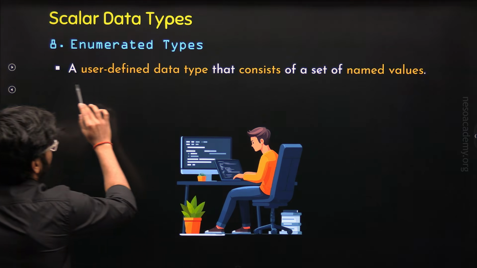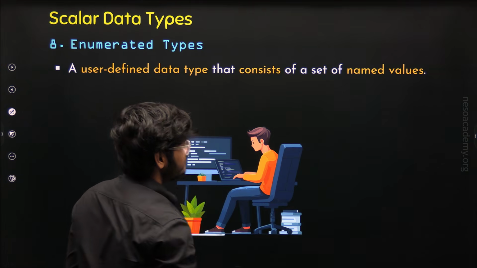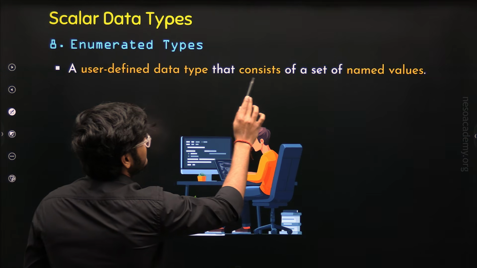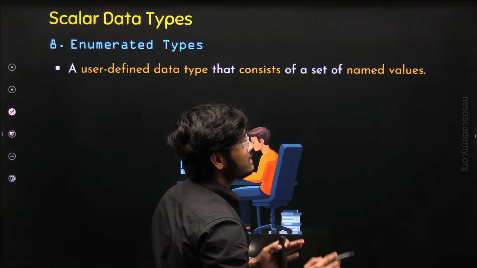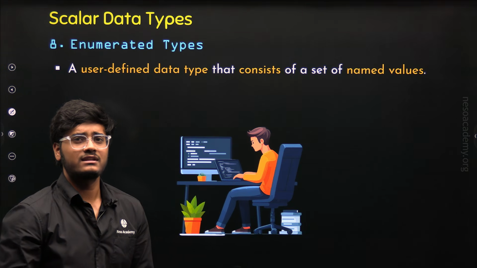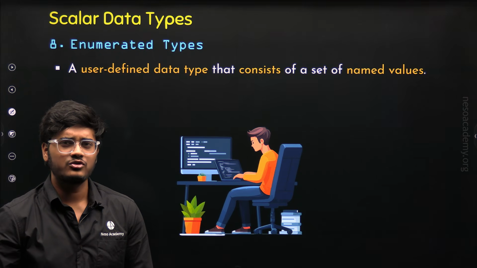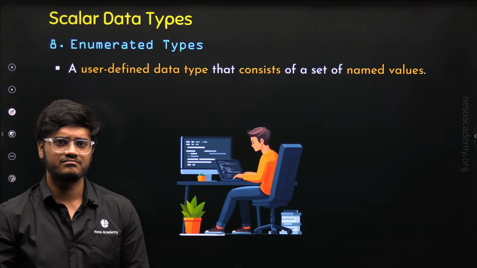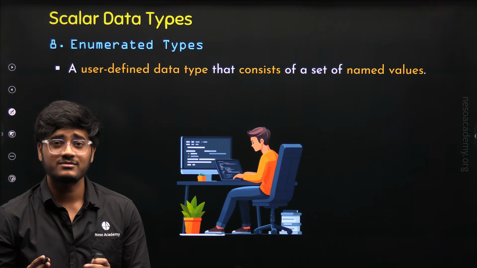An enumerated type is a user-defined data type that consists of a set of named values. Named values means we use names instead of integers. Now, what if I want to represent states like colors? Example, red, yellow, green. Can I use an integer data type? No. Can I use a bit data type? No. So, what do we do? Here we create a custom data type.